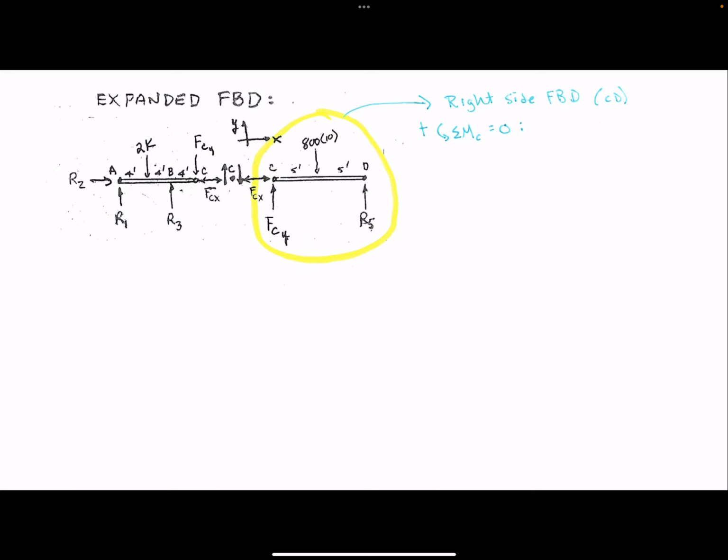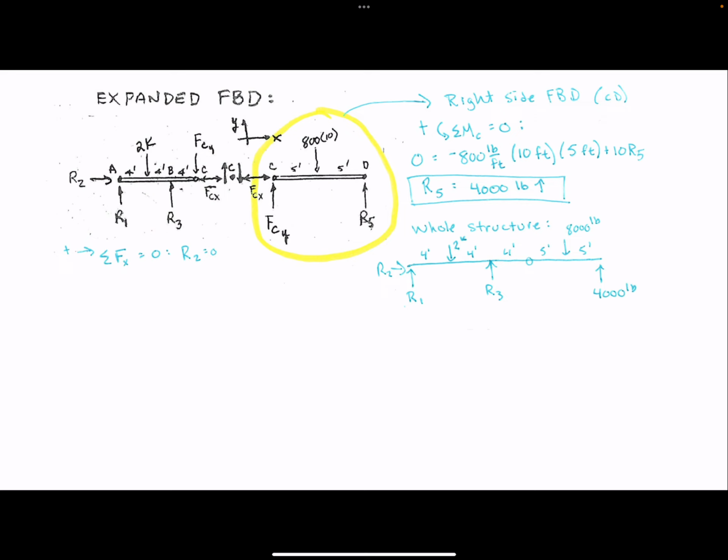All right, so if we consider that right side of the beam and isolate that as our free body diagram, summing moments about the hinge at C, we can solve directly for the reaction at D, right? So we would get 4,000 pounds acting upward at D. From there, we have 2 options.